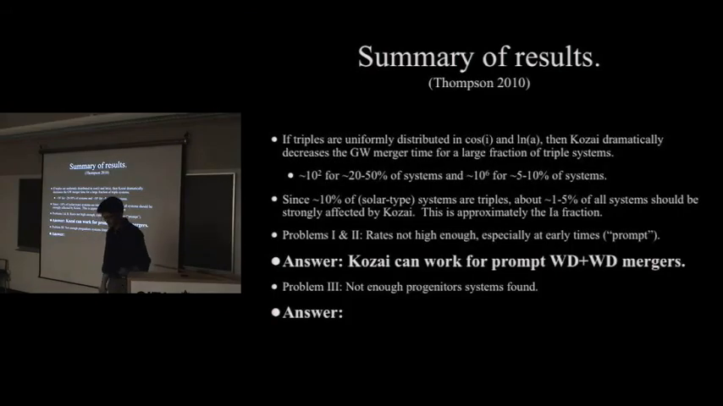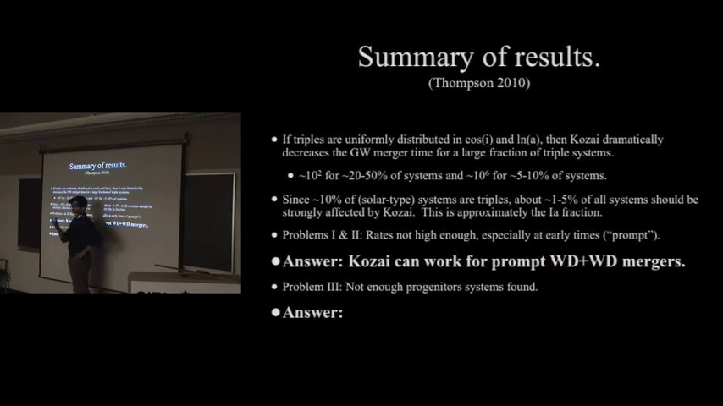Okay. All right, so the summary would just be that if the triples were uniformly distributed in Kozai, and I agree they might not be, and systems were uniformly distributed in log A, then what would you say? Well, the speed up time relative to circular orbits is a factor of 100 for 20 to 50% of systems.